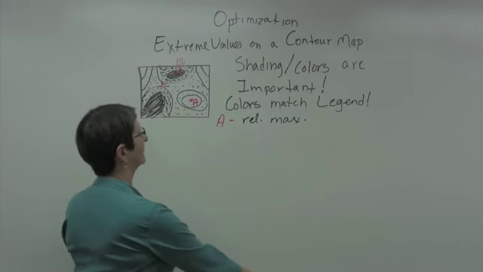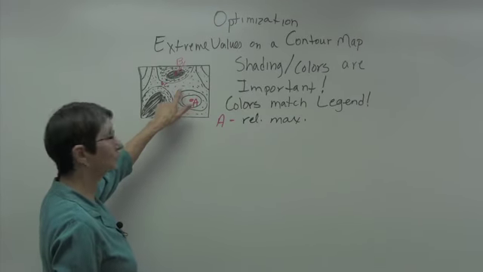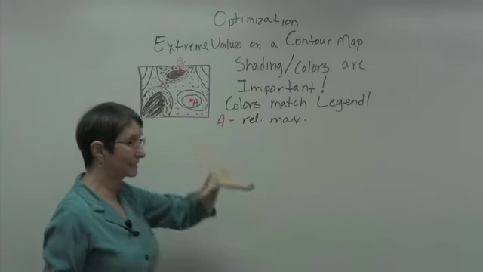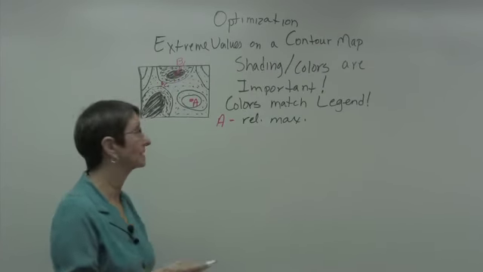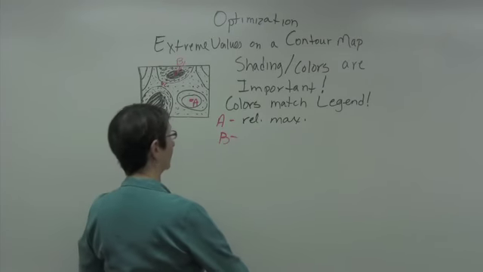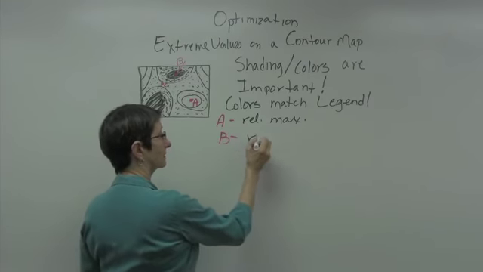Now when you look at B, as you go towards B, the colors are getting darker. B is in the darkest spot. It's like the bottom of a hole or a pit. So you can think of point B as being a relative min.